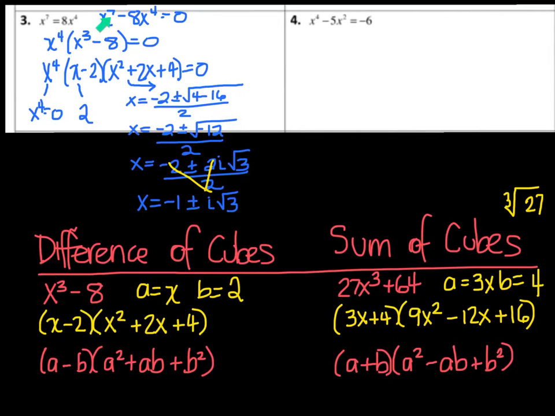So real quick, I'm supposed to have 7 solutions. I have 2 here, negative 1 plus i root 3, negative 1 minus i root 3. I have a 2 here, that's 3. And this 4 counts for 4.